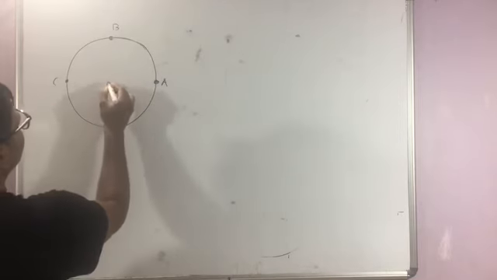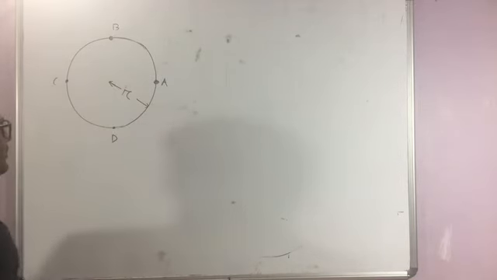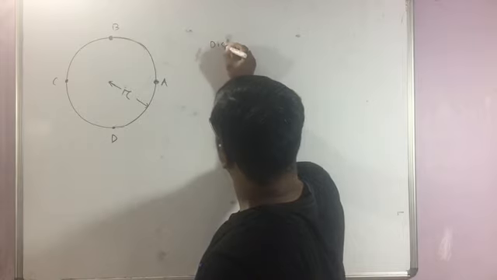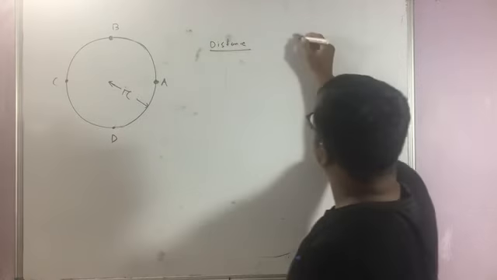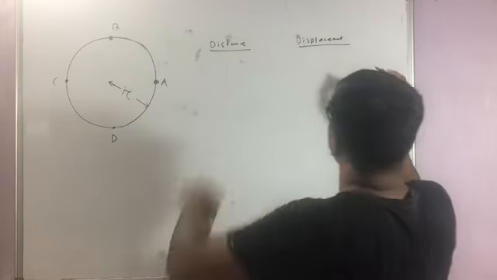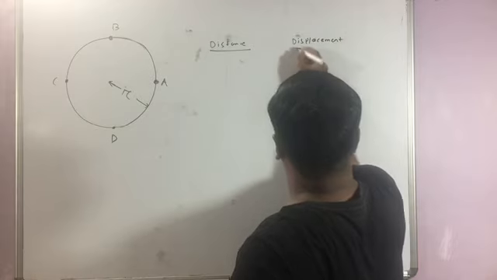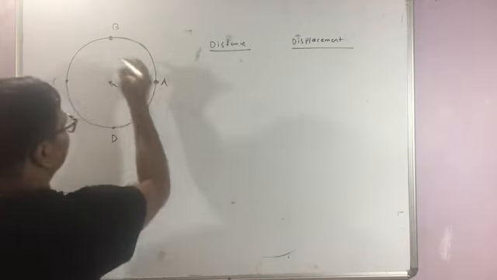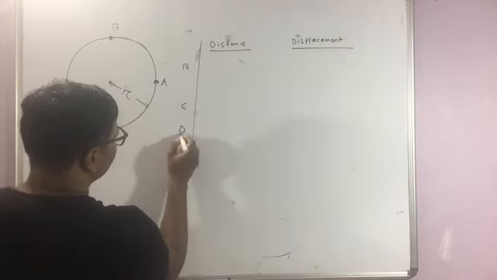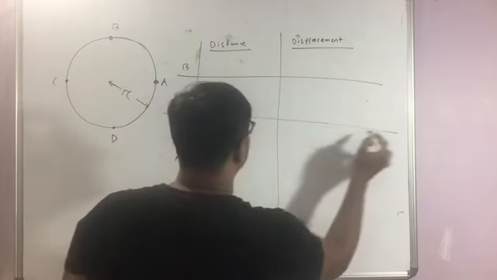Now my question is, at B, C and D, what is the distance and displacement? If the path is circular, the circle must have a radius R. So from A to B, let us find out distance and displacement at point B, point C, point D and point A. Distance is what? It is the length of the actual path covered.